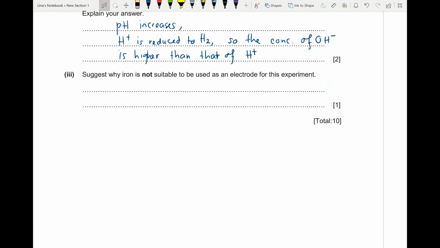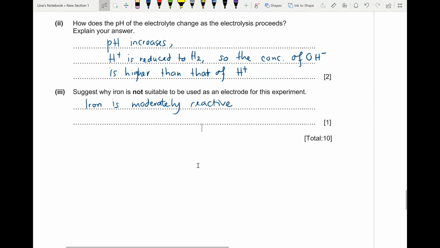Last question. Suggest why iron is not suitable to be used as an electrode. Now, what type of metal is iron in terms of its reactivity? Iron is moderately reactive. So iron could react with the chlorine that is produced on the anode. So this is a potential reaction that could happen because iron is a moderately reactive metal.